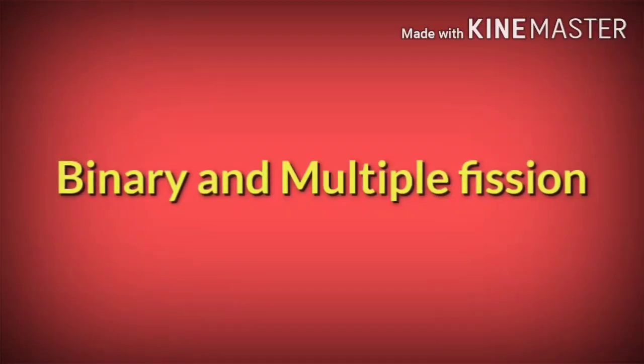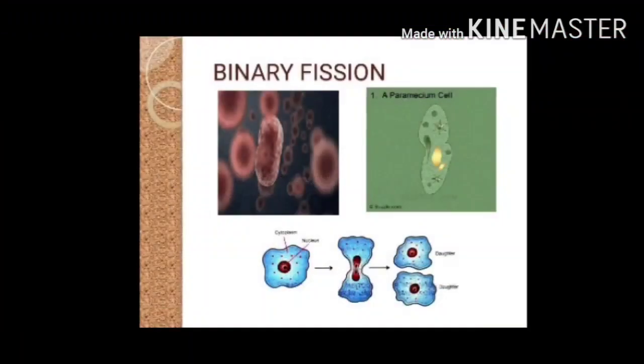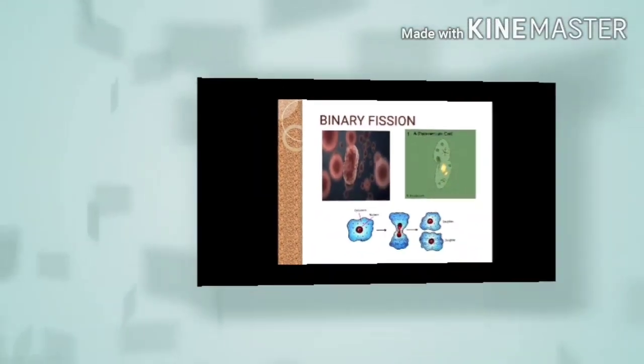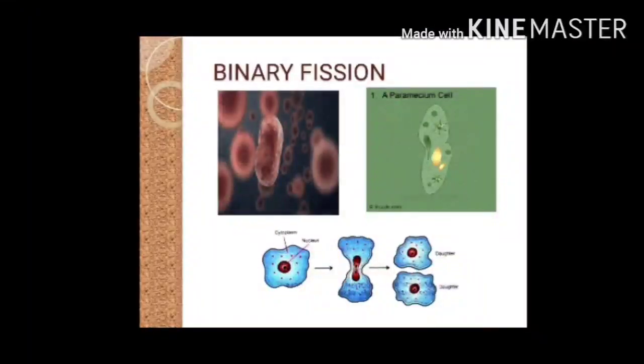Fission means what? In this, the fully grown parent body divides into two or more parts. That's why it is called fission. What happens exactly? The parent cell divides into two or more parts, and each part develops into a daughter individual. We can see the example of amoeba. This amoeba divides into two daughter cells, and you can see other examples also.